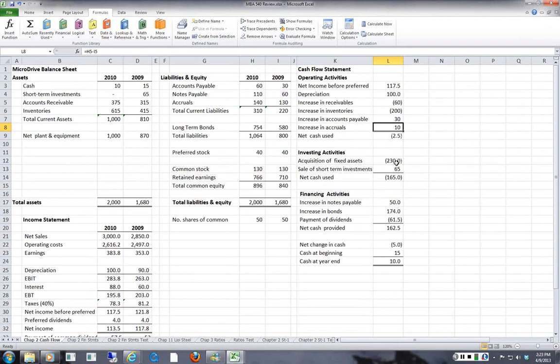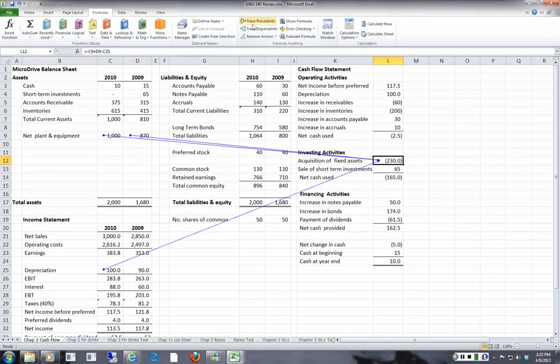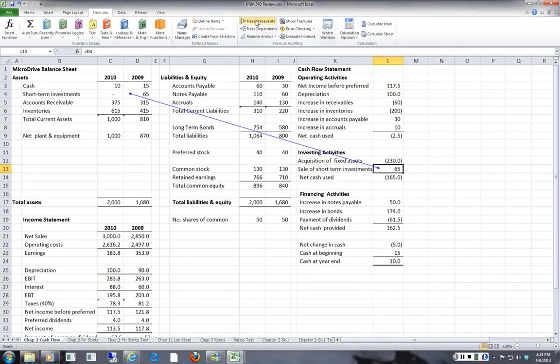Now, investing activities. We increased the fixed assets there. We went from 870 to 1,000. That's after depreciation, so that's 130. But to get there, we have to add back the 100,000 in depreciation because that reduces the net plant and equipment. So that 230 is the composition of the increase in the net plant and equipment plus that depreciation. Now, from that we had a sale of short-term investments. We sold them, reduced it, that increased the cash flow. So the net cash used in investing activities, you can see, is 165,000 here.